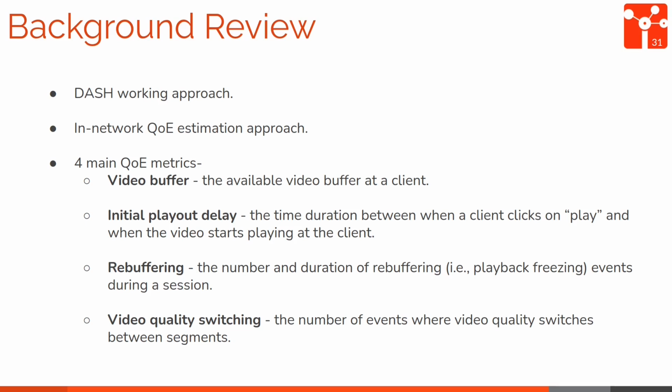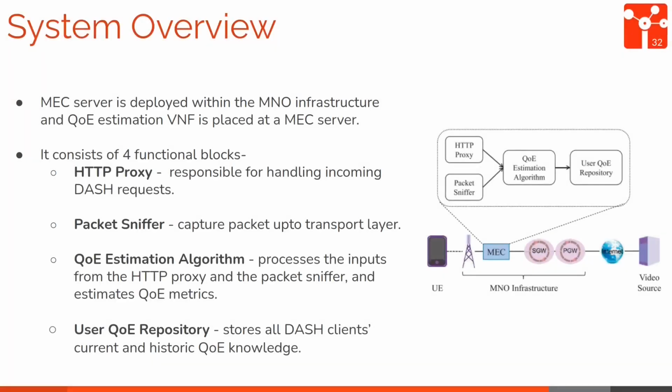They are, first, the video buffer, the available video buffer at the client. Second one is initial playout delay, the time duration between when a client clicks to play and when the video starts playing at the client. Third one is rebuffering or stalling events, the number and the duration of the rebuffering events during a session. And the last one is video quality switching, the number of events where video quality switches between segments.